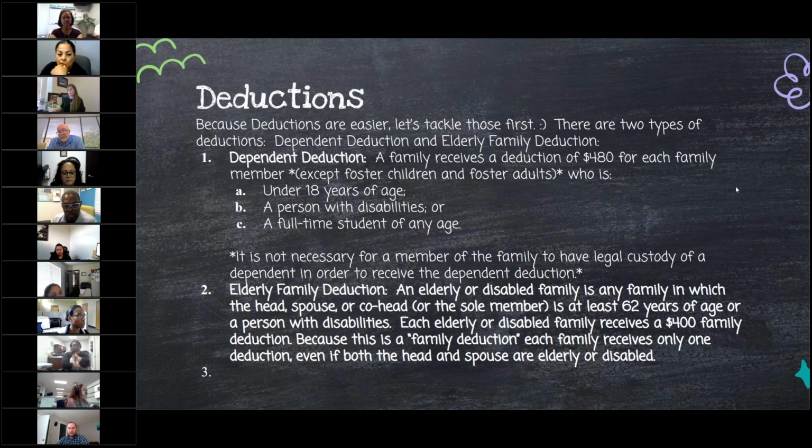So minors, right? People with disabilities who are designated as dependents, and then adult full-time student dependents. That is our first deduction. The second is elderly family deduction. So any family where the head, spouse, or co-head is at least 62 years or a person with disabilities, and that's per household. So if both the head and, for example, the spouse are both over the age of 62, doesn't matter. You just get the $400 deduction once.